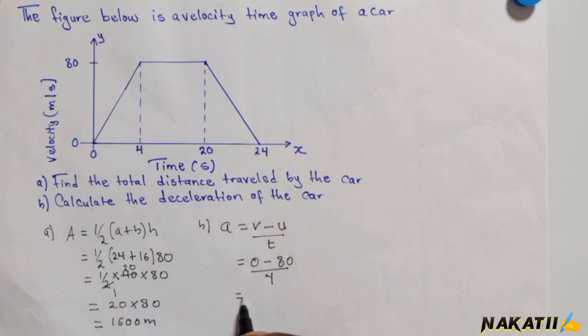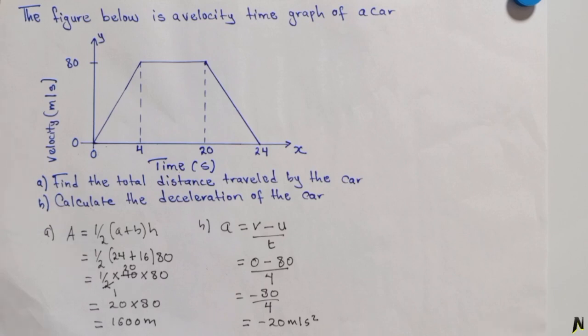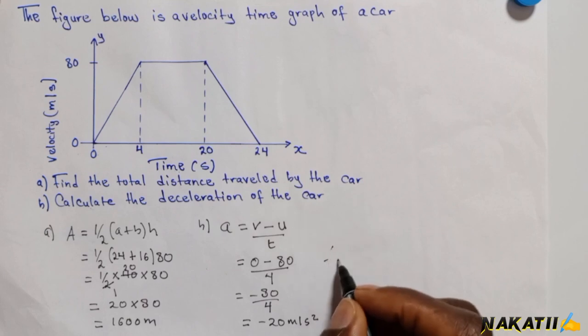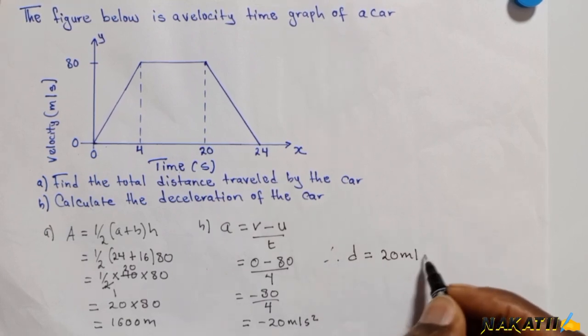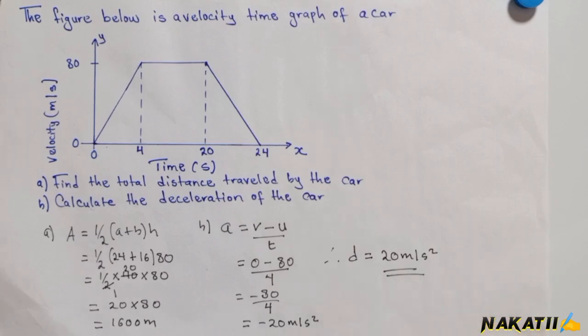When you do this one, this will be negative 80 divided by 4, which is simply negative 20 meters per second squared. This one here is acceleration, and the question is asking for deceleration. We said that deceleration is negative acceleration, and therefore deceleration will be 20 meters per second squared, and that is your answer.